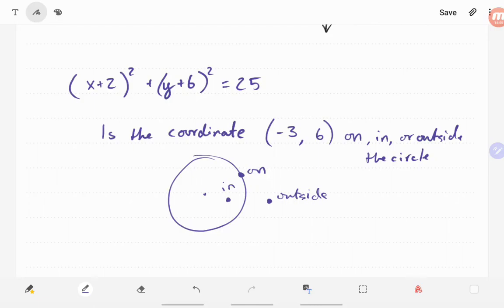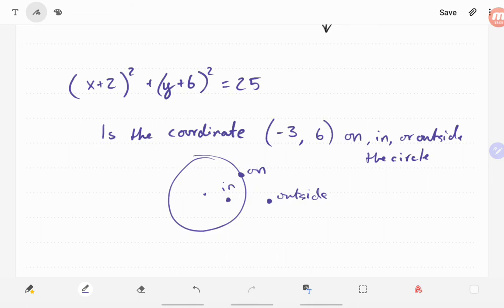One way that you could do this is just plot it. I could look at this circle and say, okay, I've got a center at -2, -6 and a radius of 5. We can set up the drawing of that circle, then we can plot the point. But the only thing is when we draw a circle, it's not going to be perfect. We're going to have human error.